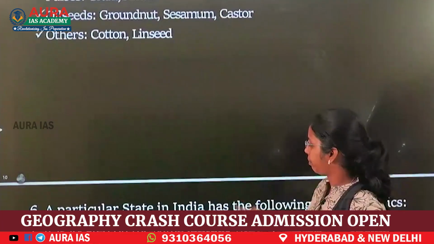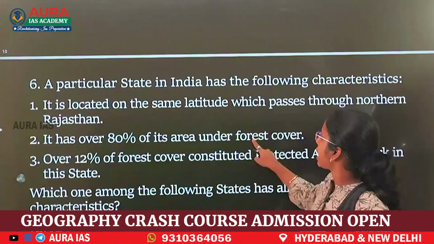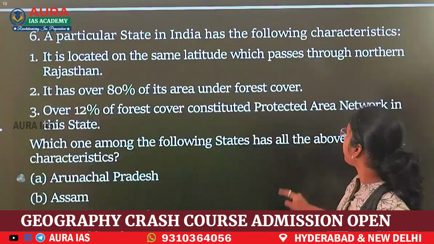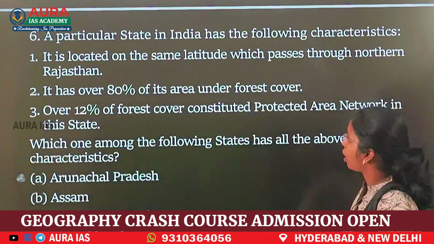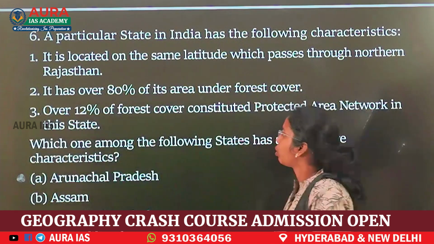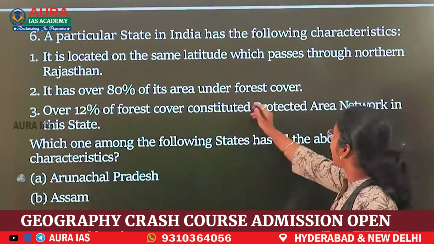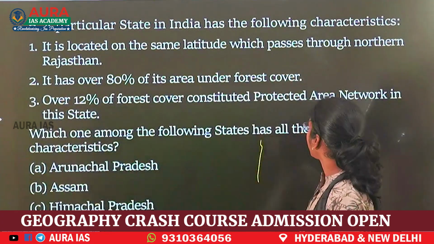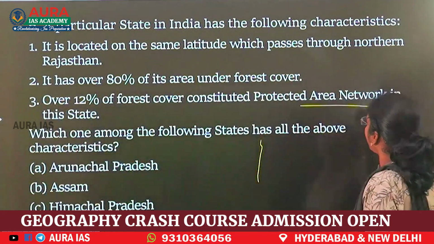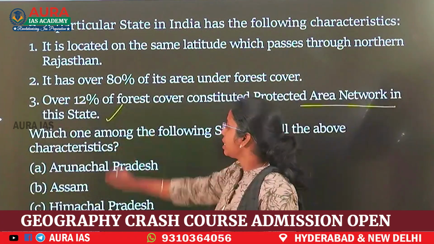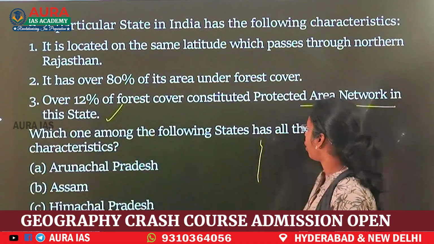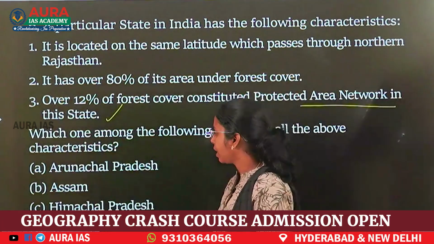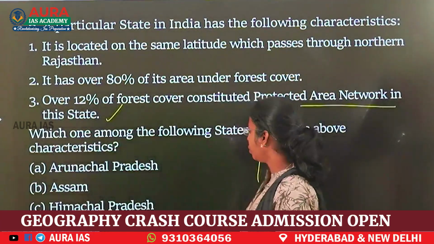linseed. Next, a particular state in India has the following characteristics. It is located on the same latitude which passes through northern Rajasthan. It has over 80% of its area under forest cover. Over 12% of forest cover constituted protected area network in this state. Which one among the following states has all the above characteristics? Arunachal Pradesh, Assam, Himachal Pradesh, Uttarakhand.